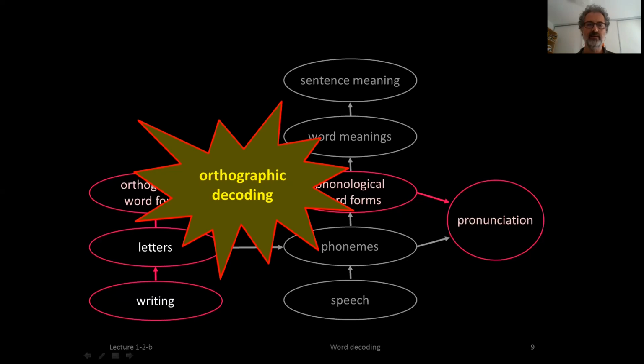And again, using these irregular words doesn't mean that we use this connection only for irregular words. This connection is used for every familiar word. The reason we used these strange words in the example is because these words cannot be read by mapping letters to phonemes. And so they just demonstrate that this connection works. The orthographic decoding connection exists and works.